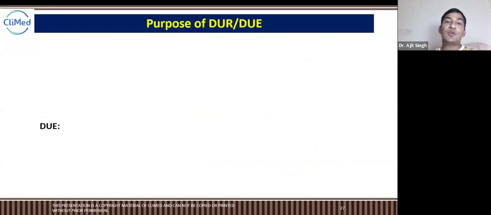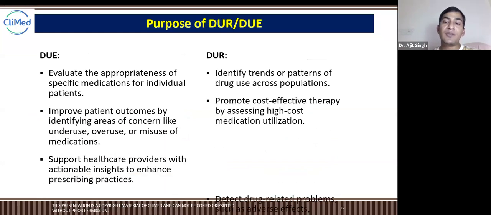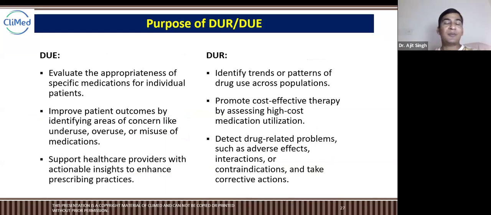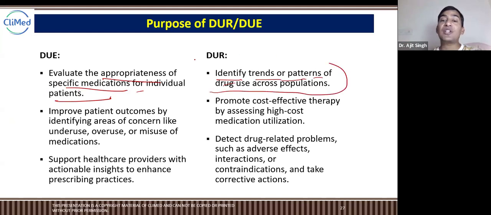And then if you look at the purpose, purposes are completely different. I mean, at the end, the outcome is only one, to assess the appropriateness of drug use. The outcome for drug utilization review and drug utilization evaluation is the same. That is appropriate use of drugs, right? So look at the DUE. It evaluates the appropriateness of specific medications for individual patients. Okay, it identifies the trend or pattern of drug use across the population.